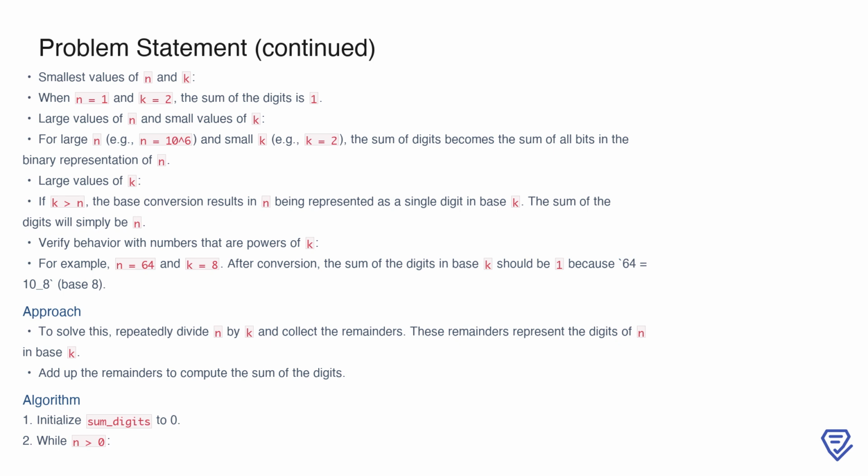Another interesting edge case involves powers of k. For instance, if n is 64 and k is 8, converting 64 to base 8 gives 10. The sum of the digits in 10 is 1, since 1 plus 0 equals 1. Understanding such cases helps ensure that our approach is thorough and handles all possible scenarios.